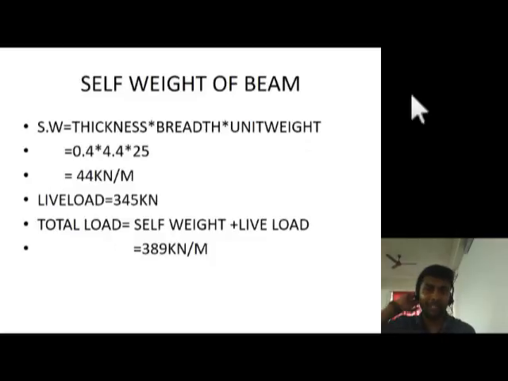Next, the first step is we have to find out the self weight of the beam. The formula for the self weight of the beam is equal to thickness into breadth into unit weight. The thickness would be around 0.4 and the breadth will be 4.5, and the unit weight is a constant, which we will assume as around 25. We will be getting a value of around 4 kilonewton per meter. The given live load is around 345 kilonewton per meter. The total load, adding both the self weight and the live load, will be around 389 kilonewton per meter.